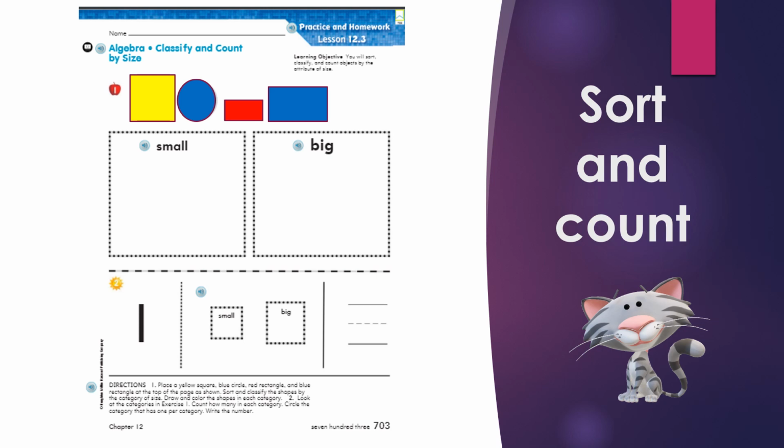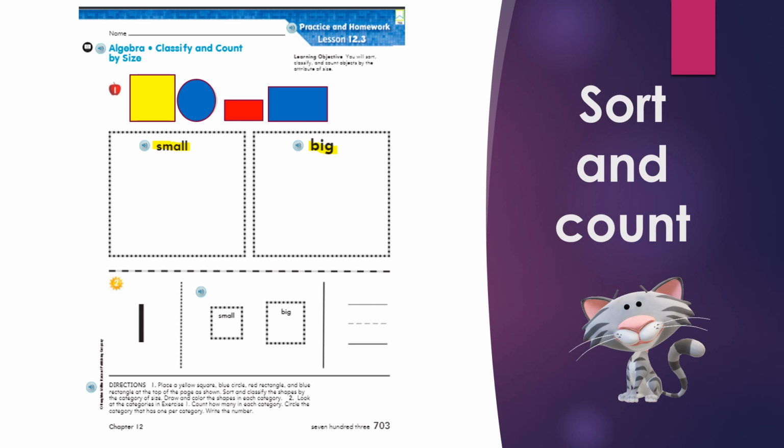Once you have all your shapes out, then we're ready to start sorting and classifying. Once your shapes are all on the top of your paper, then we're going to move them into the box that they belong into. Okay, now again, this box here is for small shapes, and this box is for big shapes.